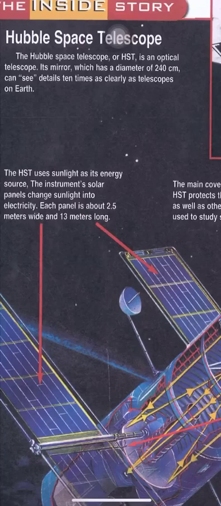And the third one that you can see here, these are solar panels. What's a solar panel? Solar panels are used to change sunlight into electricity, or light energy into electricity.